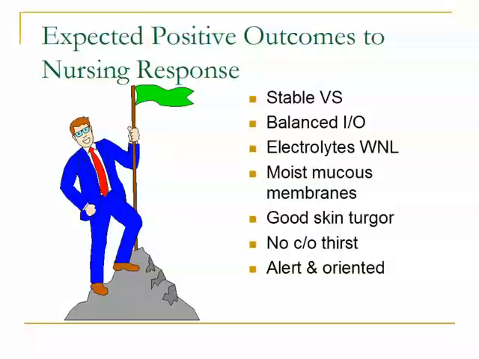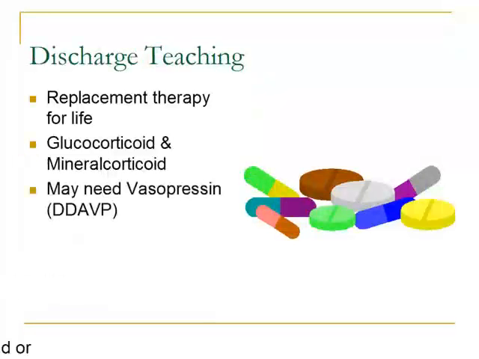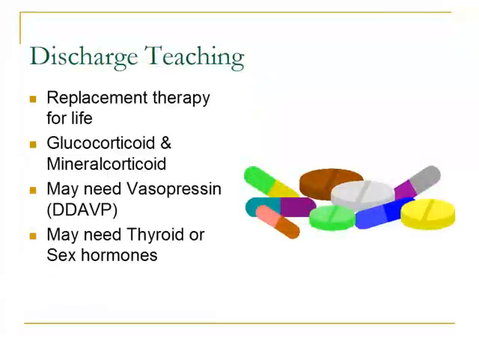Discharge teaching would include to let that patient know that replacement therapy is going to be needed for life for whatever hormones the lab values indicate are low for that particular patient. Many times it may be the glucocorticoid and mineralocorticoids. That patient may need to be on vasopressin for some time period or for life, depending on how much that posterior pituitary was affected. And the patient may also need thyroid or sex hormones, depending on how many of those pituitary lab values come back low.